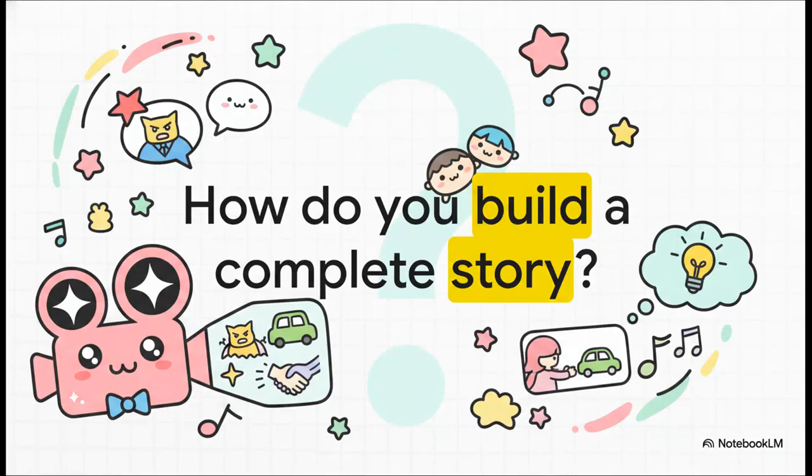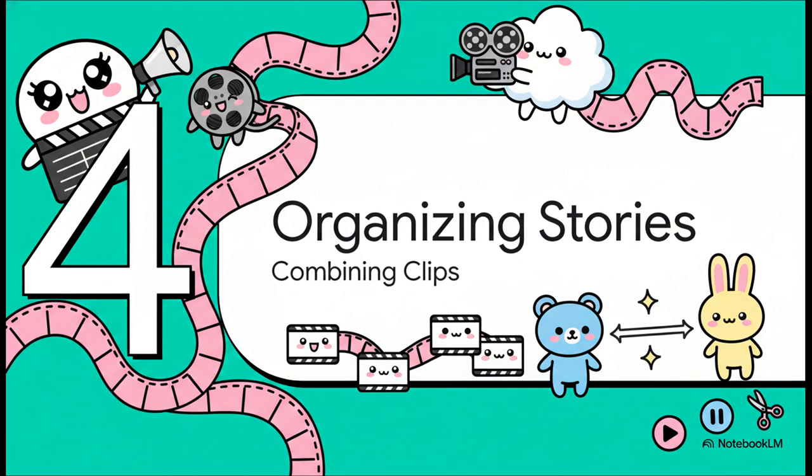Now, what's really interesting about this next part is, well, how do you build a complete story? Because generating a single clip of a boss yelling about a dirty car is super cool, no doubt, but it's just one isolated scene. To become a true creator, we've got to pivot our focus from a single clip to constructing a full-blown, multi-scene narrative. Which brings us to our final section: organizing scenes for stories, combining clips.